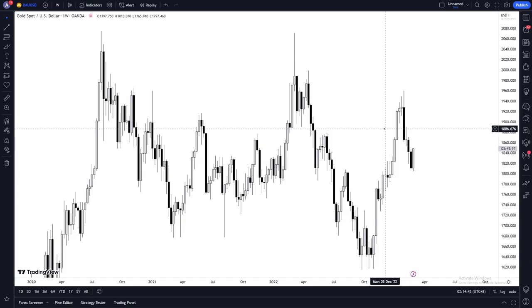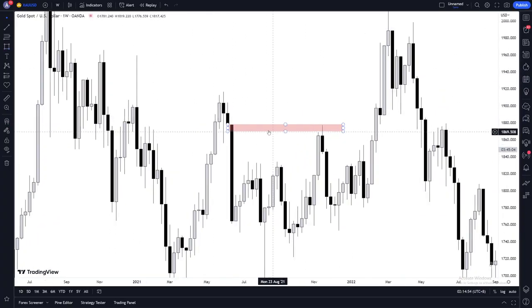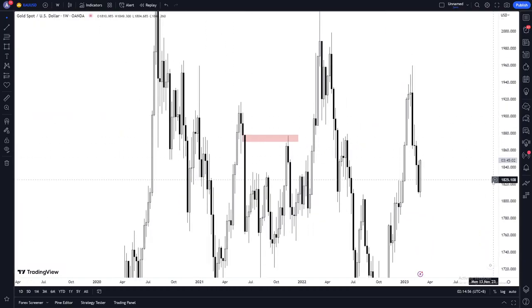For those of you who know S&D, supply and demand, how would you mark your hidden bases? You look for the kissing candles, correct? Let me find an example. You would mark something like this. You'd mark something like this, kissing candles they call it.